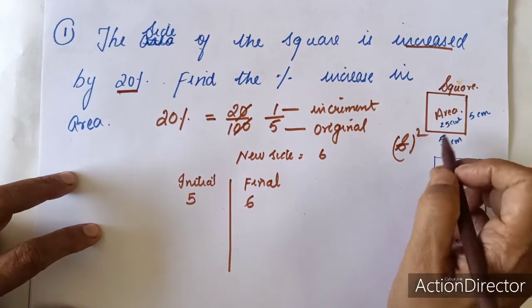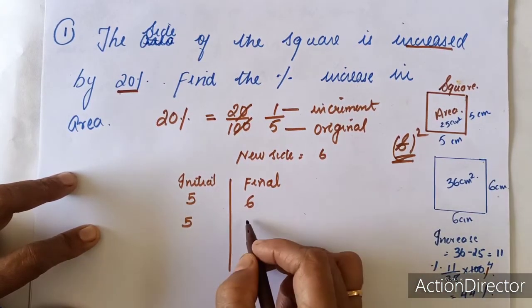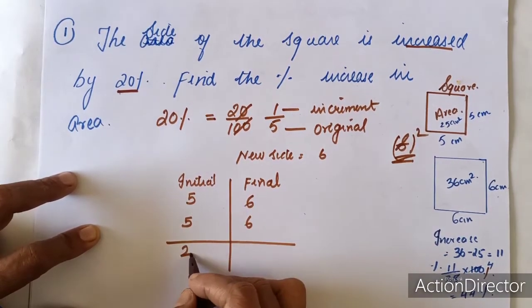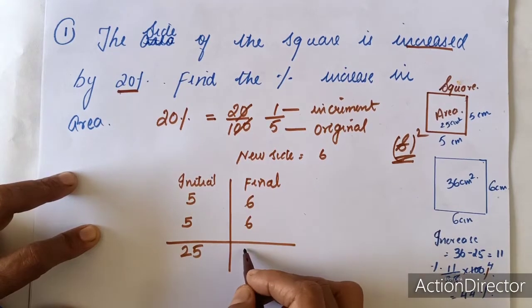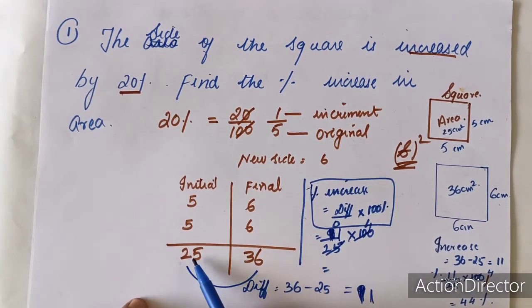As you know, the area of the square is given by side square. So I will be writing it 2 times here. Again I will repeat 5 and again I will repeat 6 over here. Now you multiply. 5 into 5 is equal to 25 and 6 into 6 is equal to 36. Find the difference between 36 minus 25. 36 minus 25 is equal to 11.